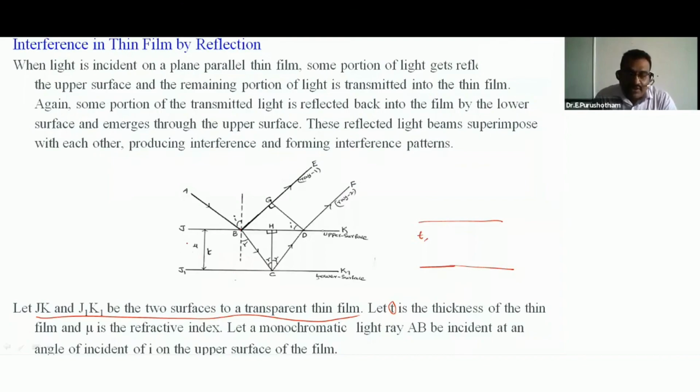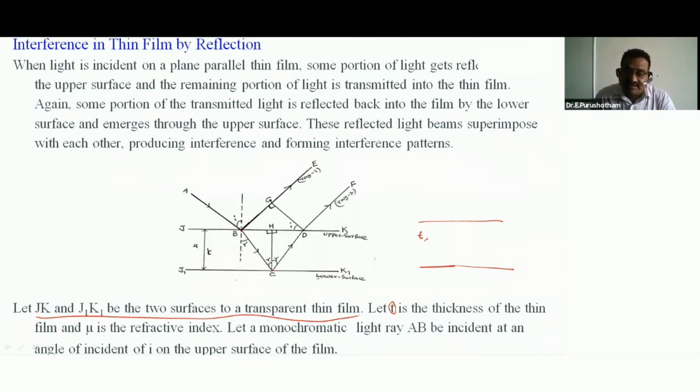Mu is the refractive index. Let a monochromatic light ray AB be incident on the upper surface with the incident angle i. Some portion of this is transmitted as BC, and some portion of the light ray is reflected as BE. So AB, monochromatic light, is incident on the upper surface, some portion is reflected as BE, and some portion of light is transmitted through BC.